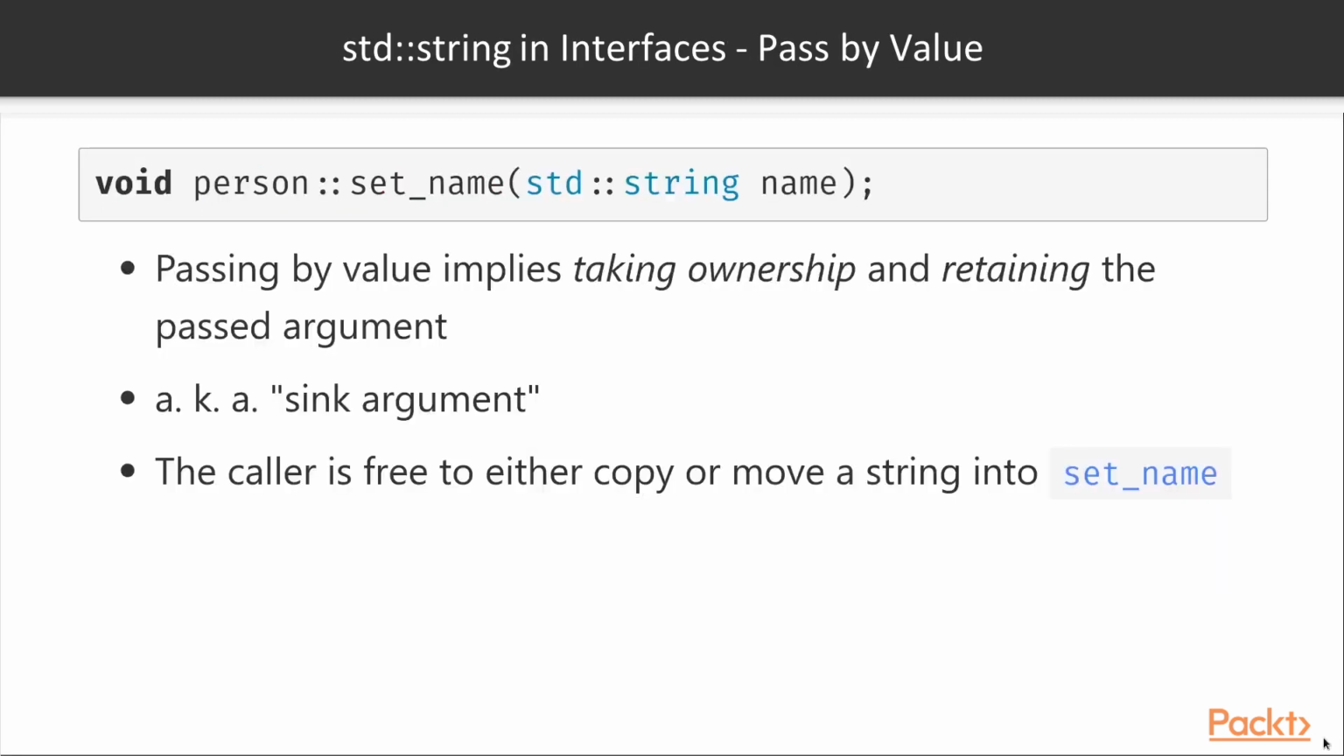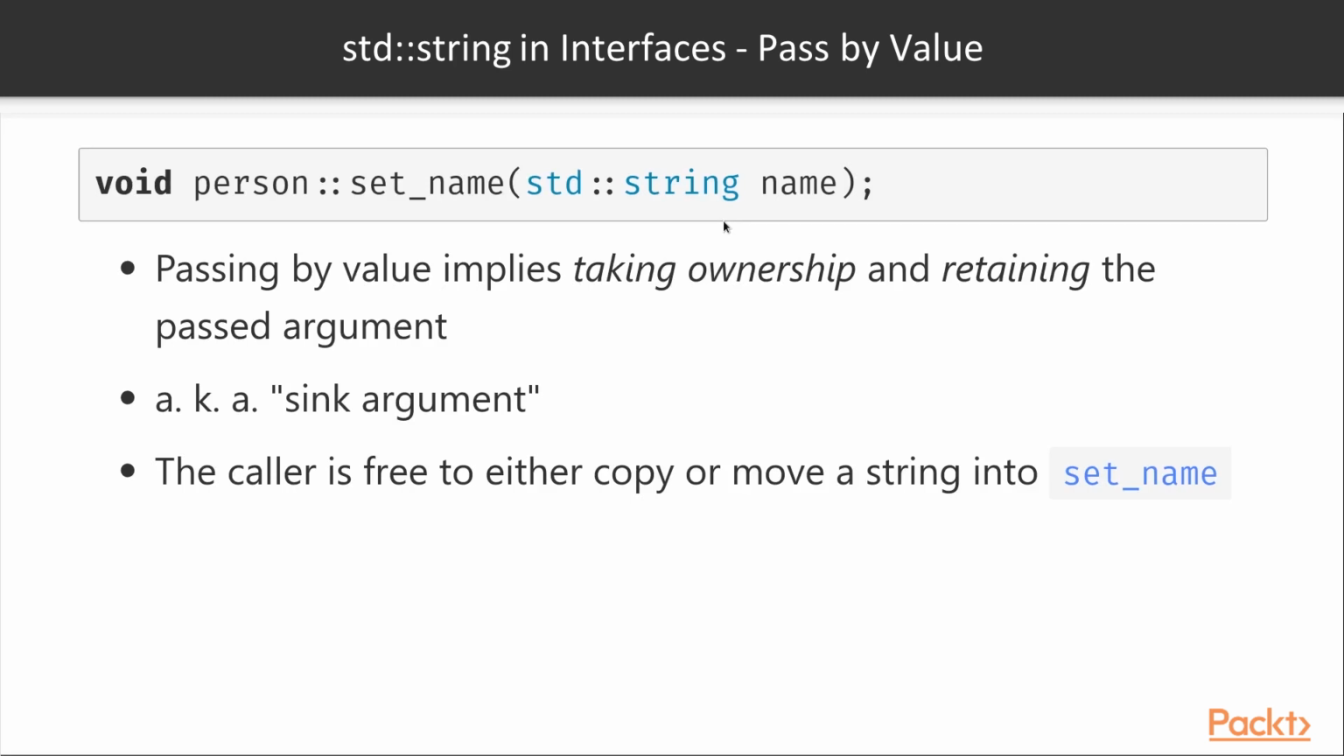So we've seen that std::string can be copied and moved, but what about using it in interfaces? What does it mean to take a string as part of a function call? One way you could take a string in an interface is by using the pass by value idiom. In this case, we have a function called setName, which is a member function of Person, which takes a std::string name parameter by value. Passing by value in this case implies taking ownership and then retaining the passed argument somehow.